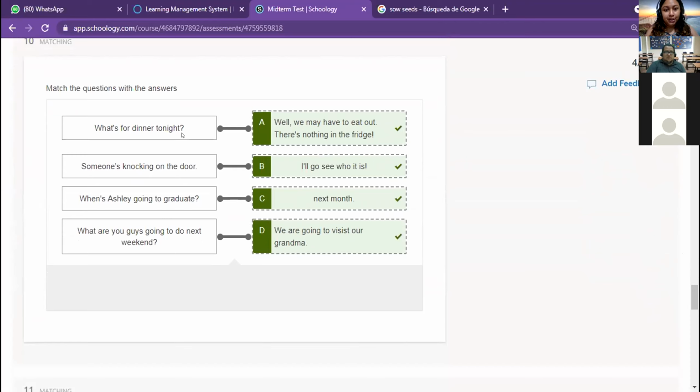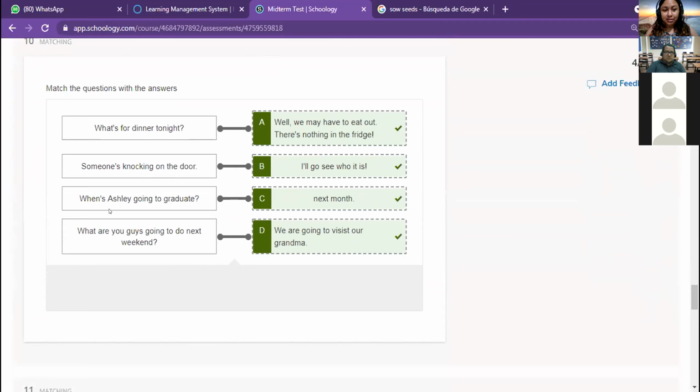What's for dinner tonight? Well, we may have to eat out. There's nothing in the fridge. Oh, you see, the person asked, what's for dinner? And there's nothing. Someone's knocking on the door. I'll go see who it is.